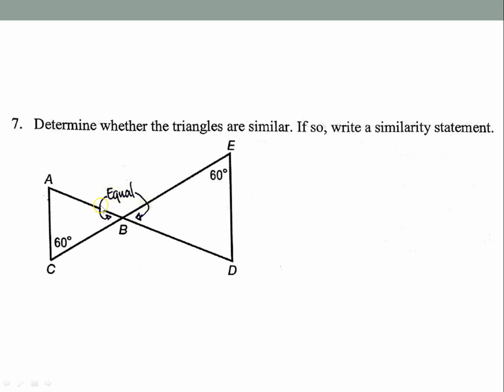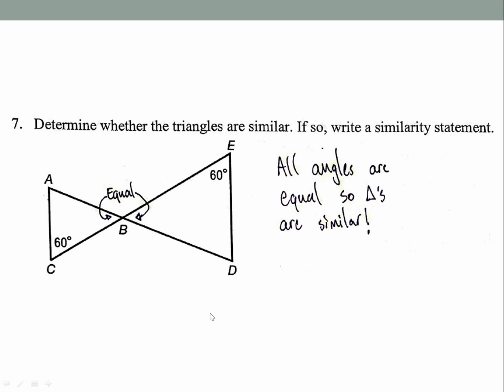So I left this in here. These angles are equal because they're vertical. That's from the last chapter, chapter 6, if you're following along at home. And if these are equal angles and the 60s are equal angles, that means A and D have to be equal. So because all of the angles are equal, the triangles have to be similar. Beautiful. I know that they're similar by all angles being equal.